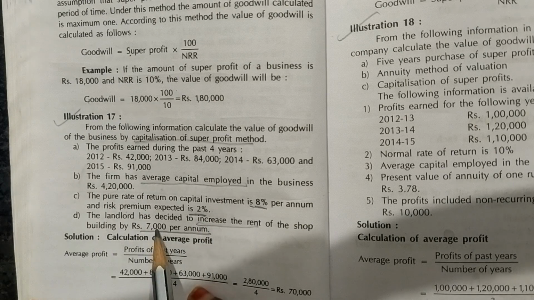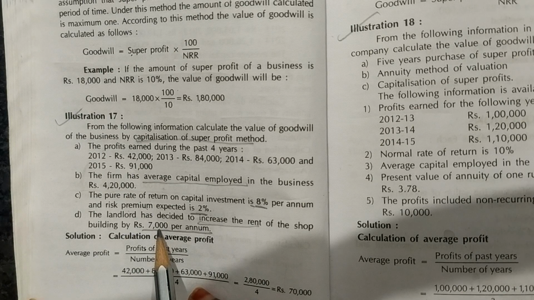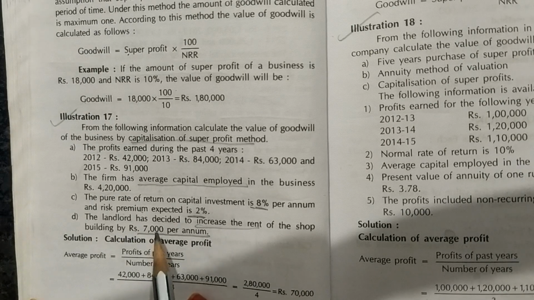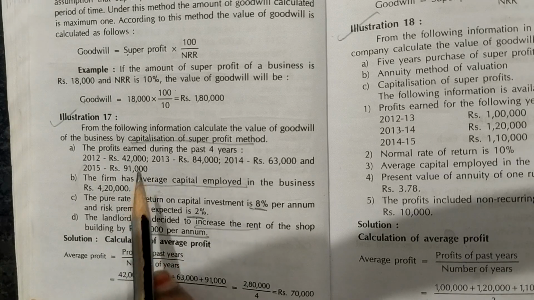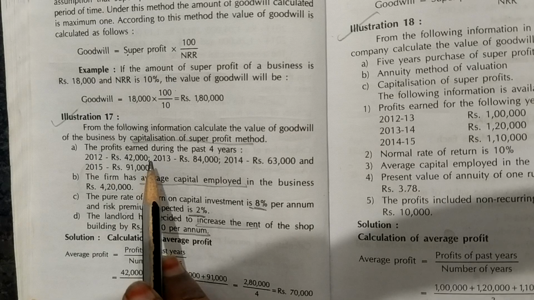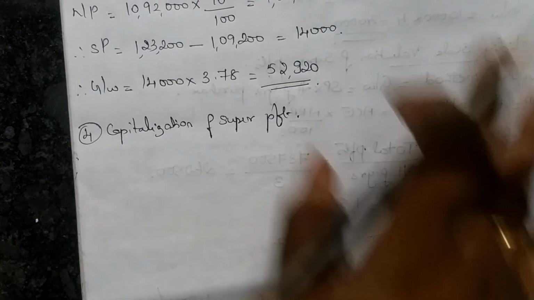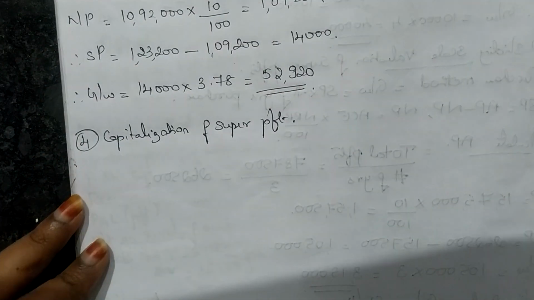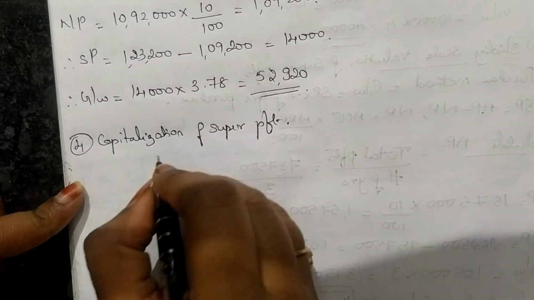Now this 7,000: you remember we calculated adjustments of weighted average profit, where a few adjustments were made to the profit. The same thing applies here. This 7,000 should be deducted from all the years, and you get your adjusted profit. With that adjusted profit only we go ahead with the problem. First let us do the problem so that you understand it. So the first step is writing the formula under capitalization.